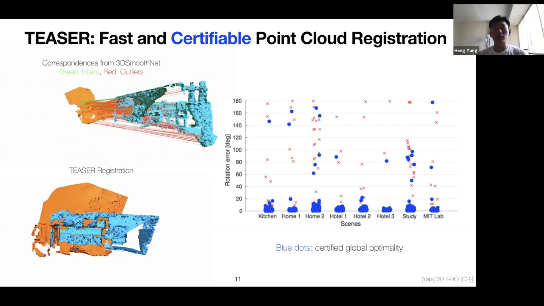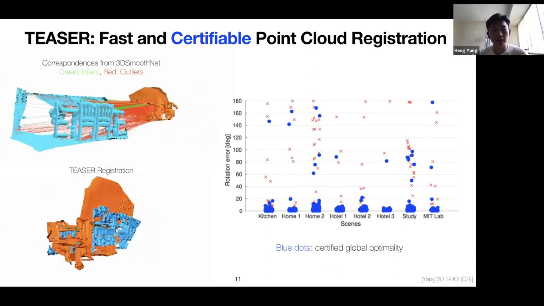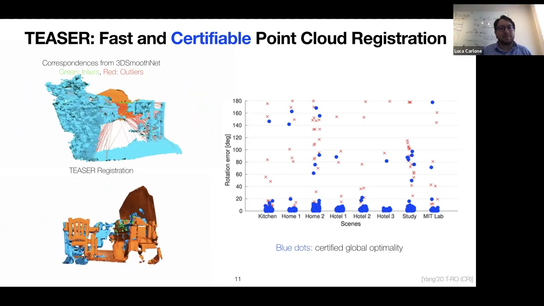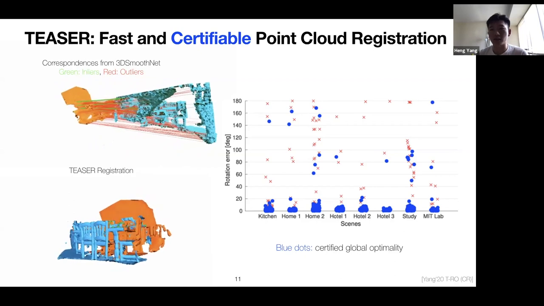Yes, very good comment. Estimation contracts really establish when the globally optimal solution actually makes sense.